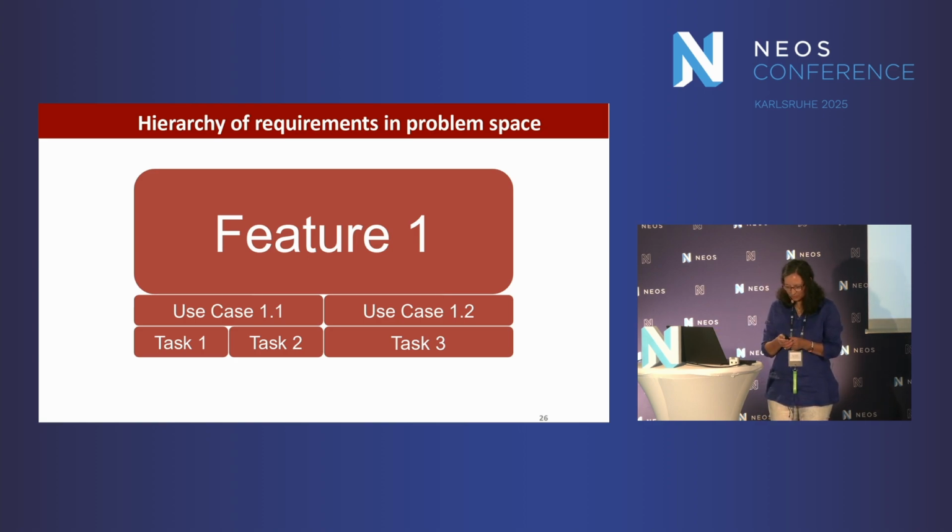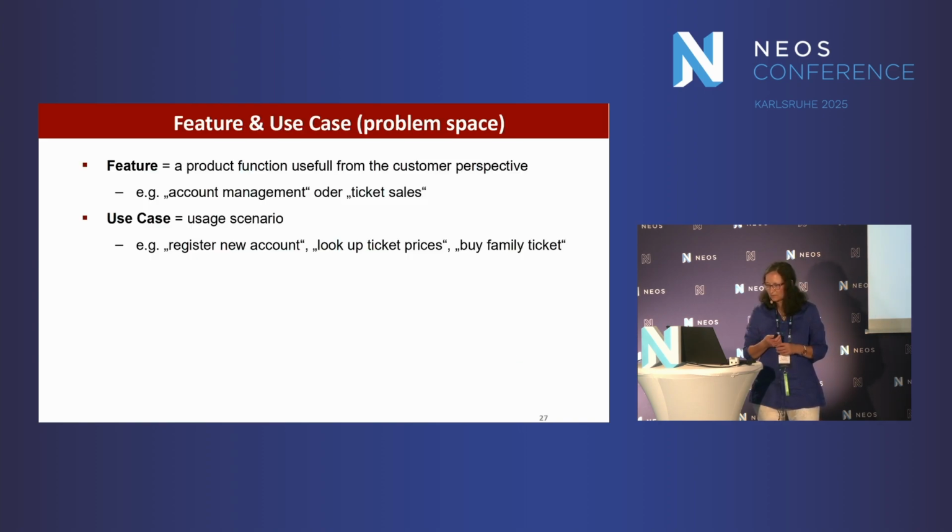Sometimes you have too many requirements, so long lists, hundreds, thousands, or whatever. So it's a good idea to bundle them according to topics. And in Agile, you use, for example, features which describe on an abstract level what it's about. And then you have specific use cases, which are usage scenarios. So how does the user use the system to achieve a goal? And these use cases are implemented by tasks. So to get some structure into the requirements.